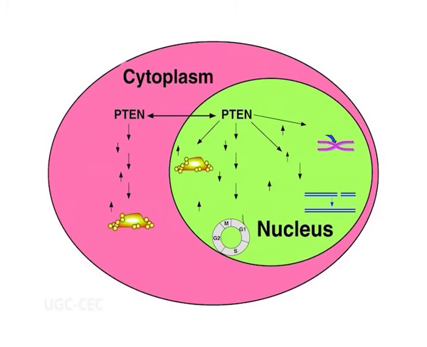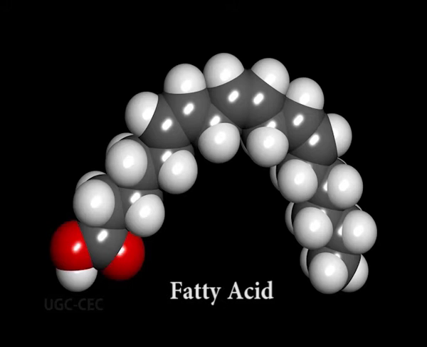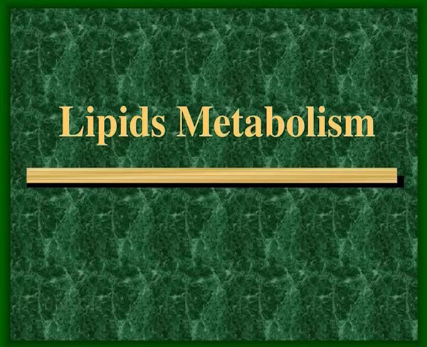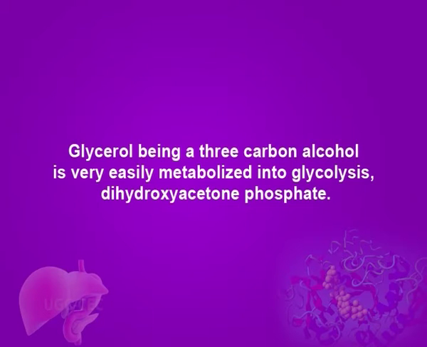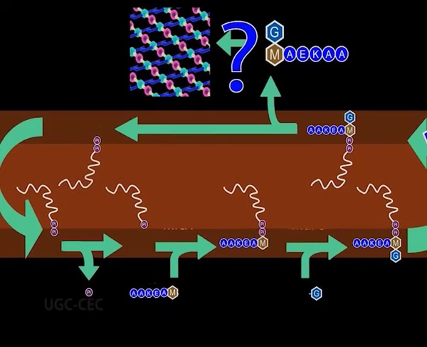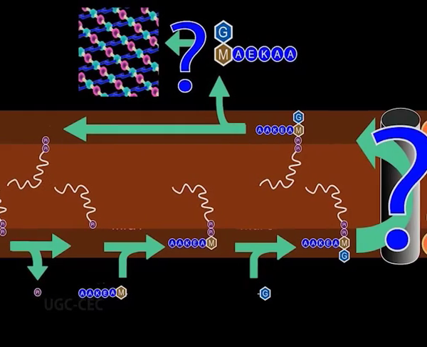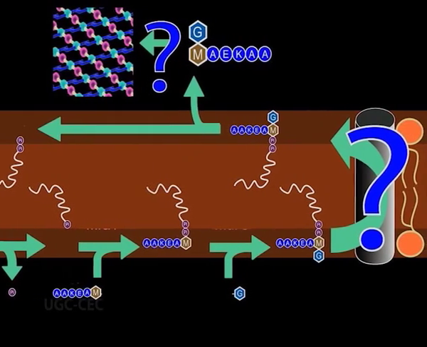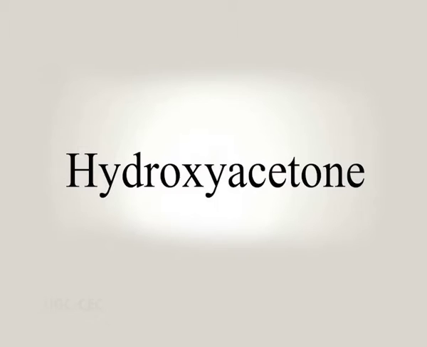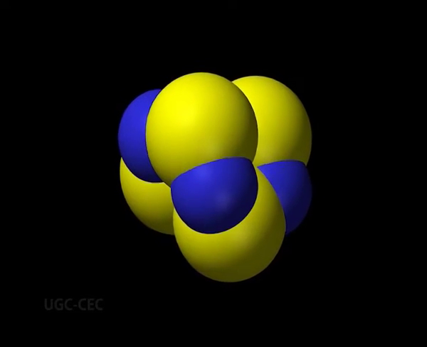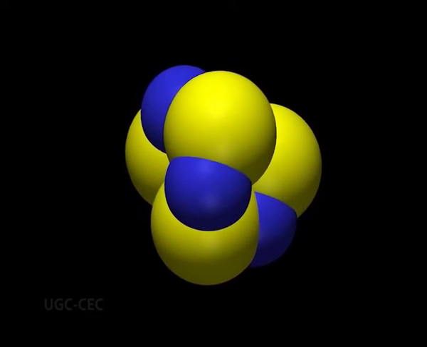The hydrolysis of the lipid in the cytoplasm to produce glycerol and fatty acids is the first step in lipid metabolism. Glycerol, being a 3-carbon alcohol, is easily metabolized into glycolysis, dihydroxyacetone phosphate. Also, the reaction is readily reversible if glycerol is needed for the synthesis of a lipid. The dihydroxyacetone obtained from glycerol is metabolized into one of two possible compounds.